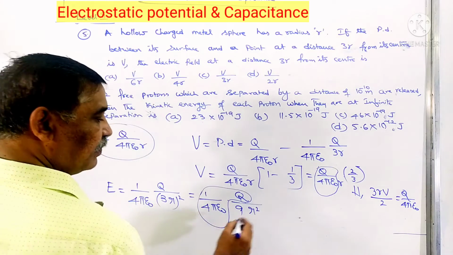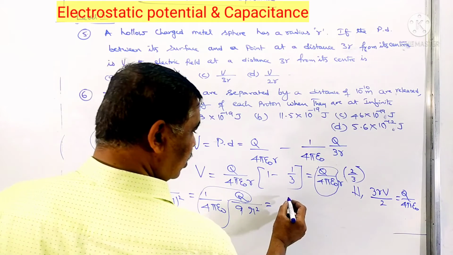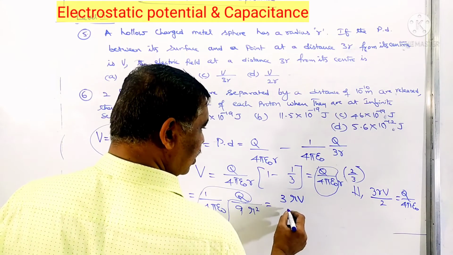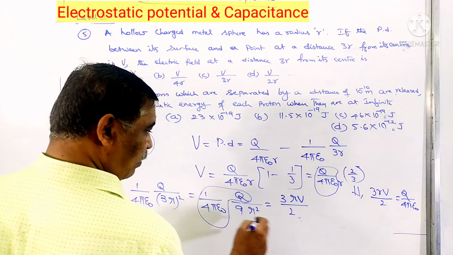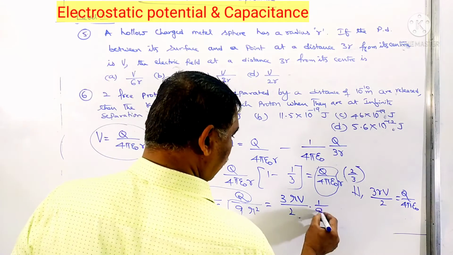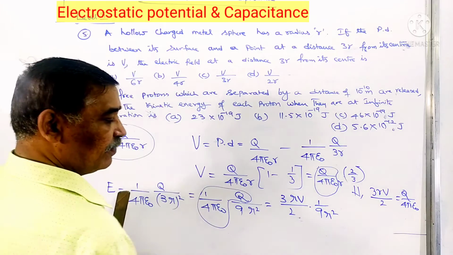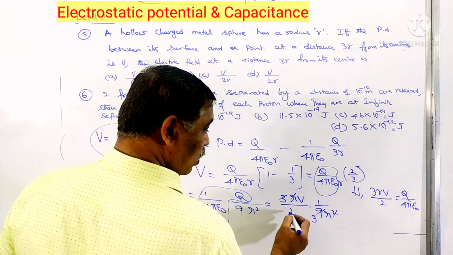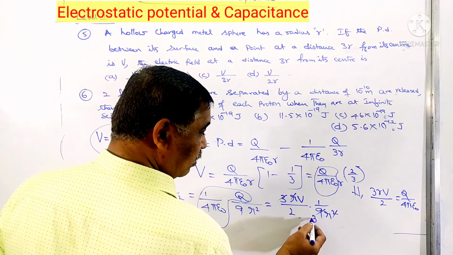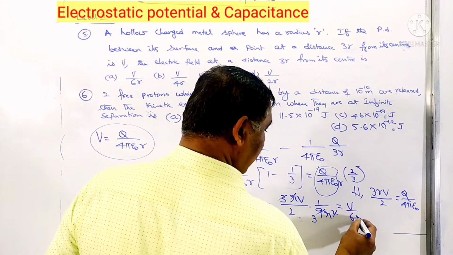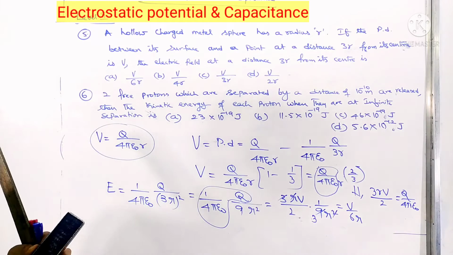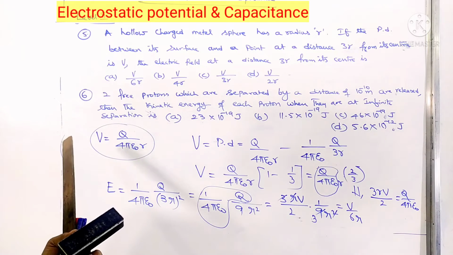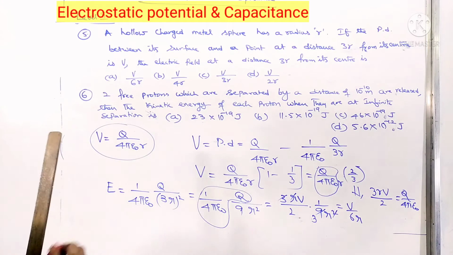Replace this. This is equal to 3rv divided by 2. This much is replaced. 1 by 9r square is there. 1 by 9r square. Simplify. Cancel 1 r. 3 times, so you get v by 3 into 2 is 6r. v by 6r. So this might be there in option A. So A is the answer for this question.